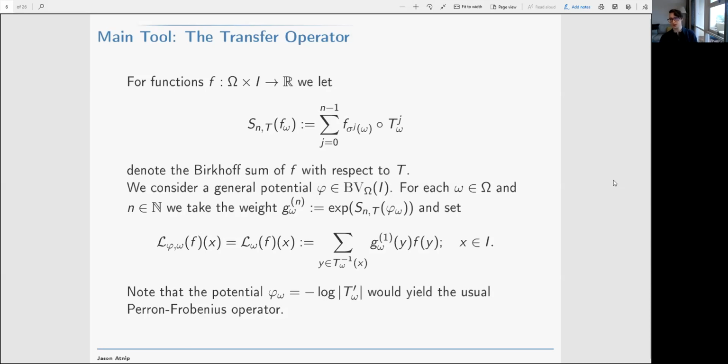Okay. And the other piece we'll need is we're going to talk about general potentials. So we'll take a function phi in BV of omega. And for each omega, we'll associate the weight function g omega, which is just exp of phi. And then finally, we define our transfer operator to be the sum of g times f over preimages.